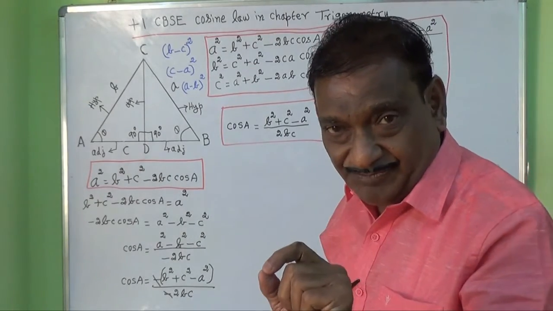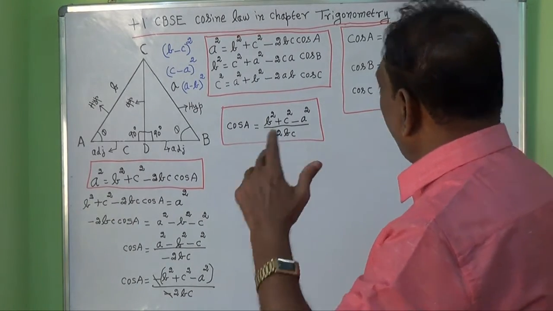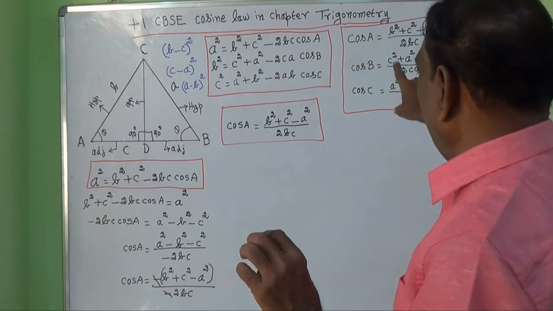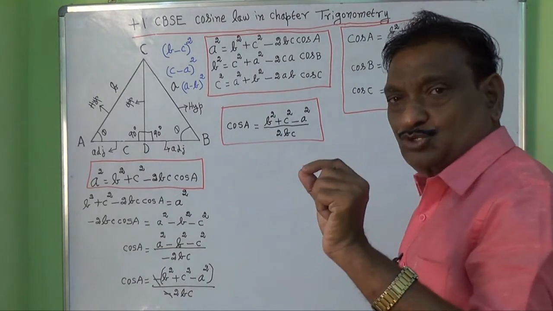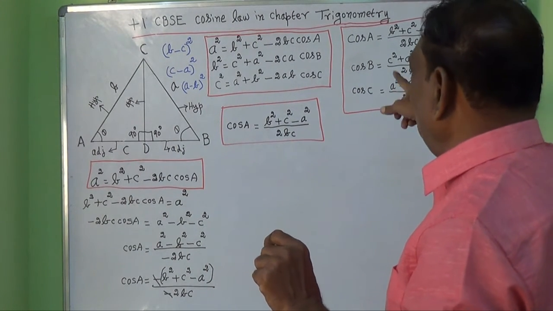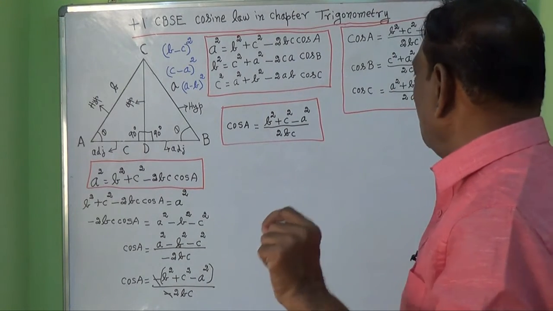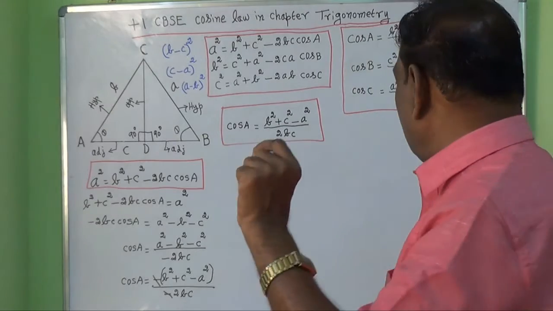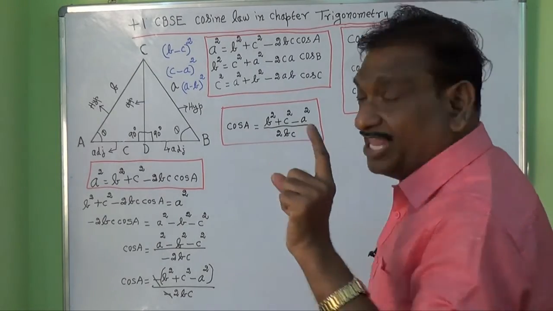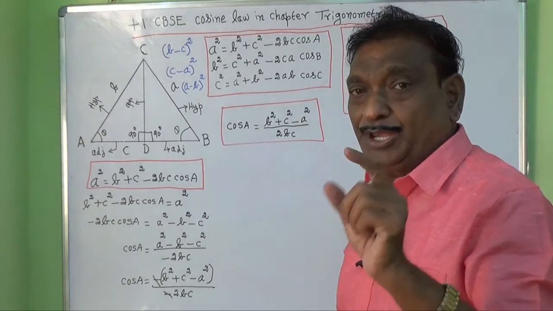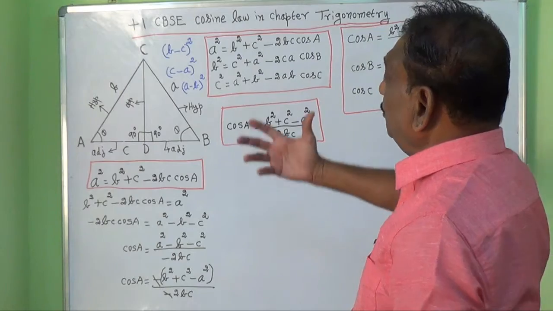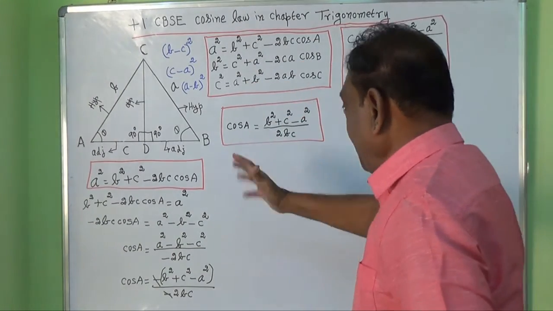Likewise, we can also find cos B and cos C. If we find cos B, we will get c square plus a square minus b square by 2ca. Similarly, if we find cos C, we will get a square plus b square minus c square by 2ab. On seeing this, we realize that if we know, or if we write one cosine law, we can write the other cosine laws very easily.